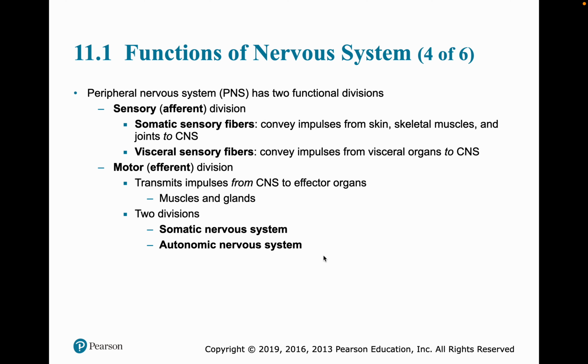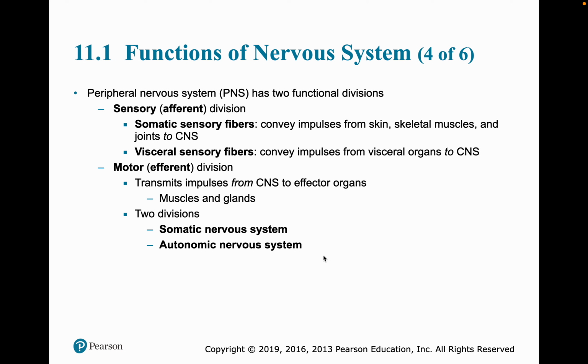The peripheral nervous system has two functional divisions. Sensory, the afferent division. We've got somatic sensory fibers that convey impulses from the skin, skeletal muscles, and joints to the central nervous system. We've got visceral sensory fibers that can convey impulses from our internal organs, our visceral organs, to the central nervous system. So the sensory division is bringing information into the central nervous system.